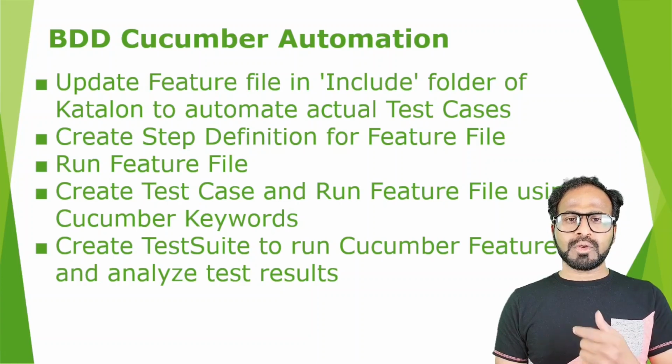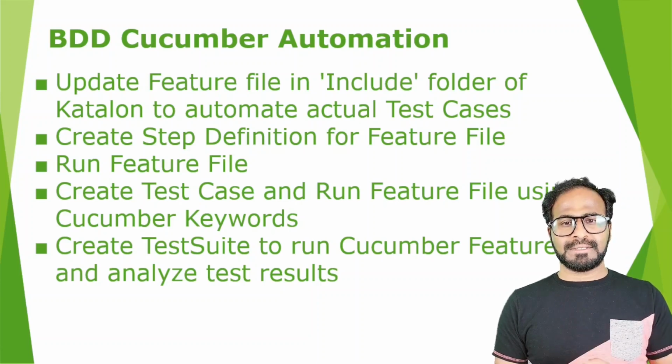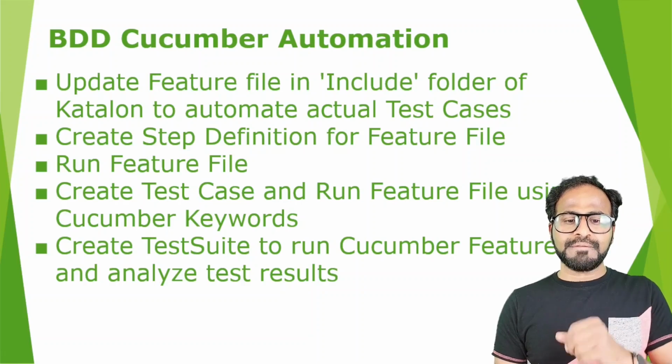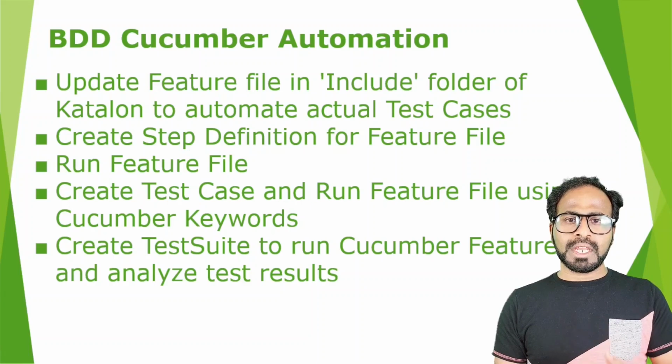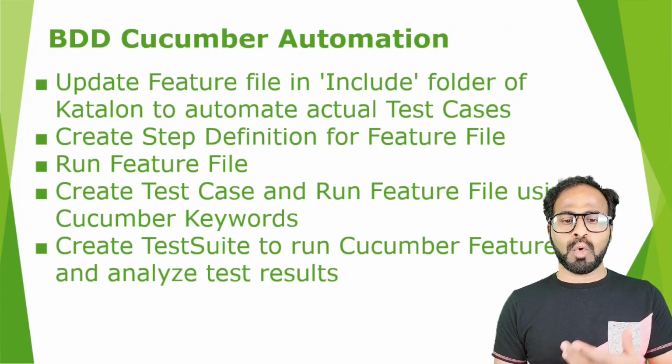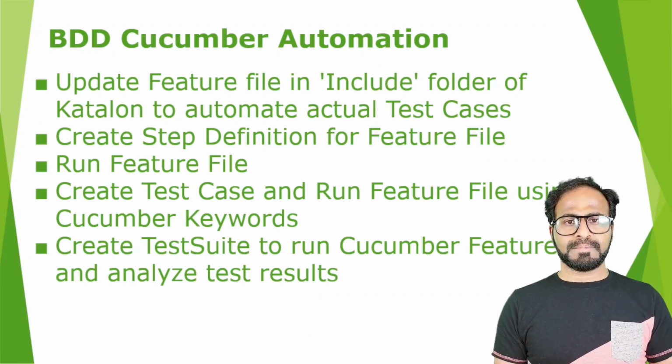Then we are going to create step definitions for the feature file, and then we are going to run the feature files. Also we are going to create a test case and run the feature file by using Cucumber keywords, right? And also we are going to create a test suite to run the Cucumber feature file we created, and then we are going to analyze the test results. So now let's jump onto the system and see how we can automate the actual test cases by using the BDD Cucumber framework in Katalon.